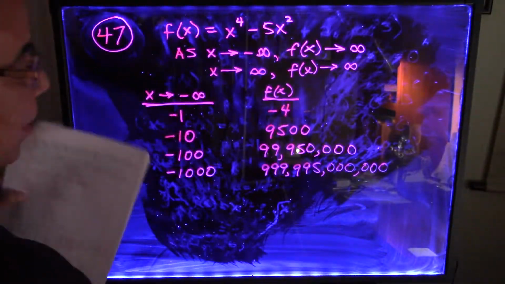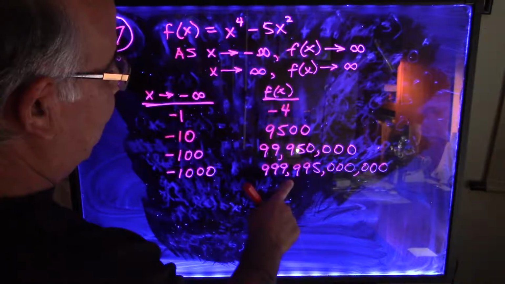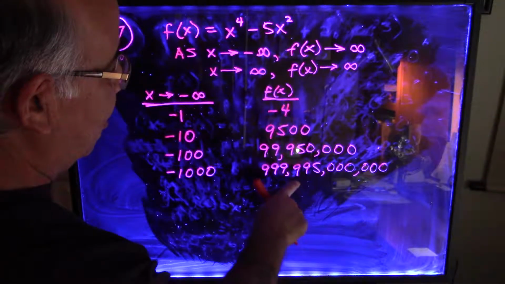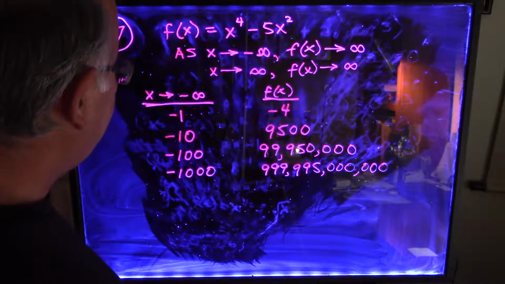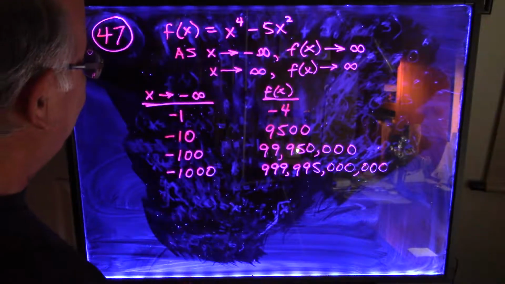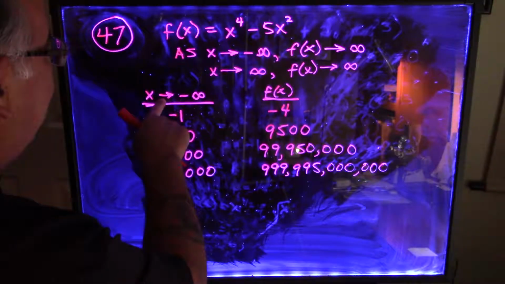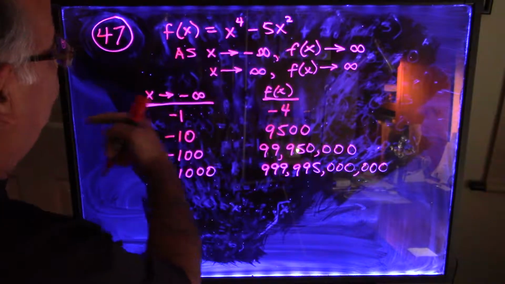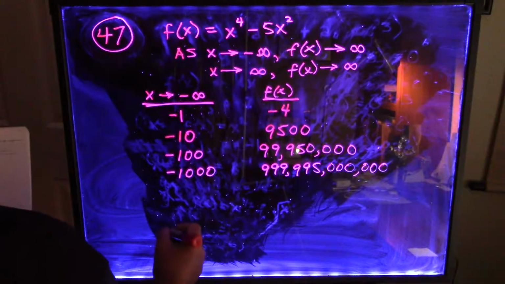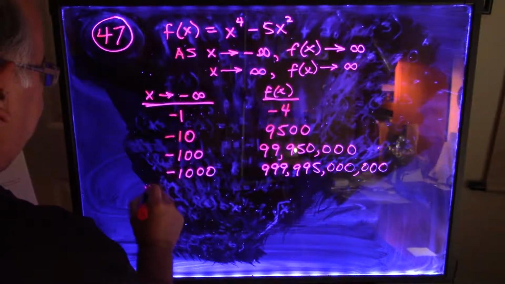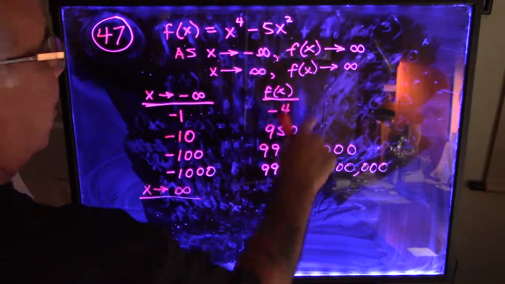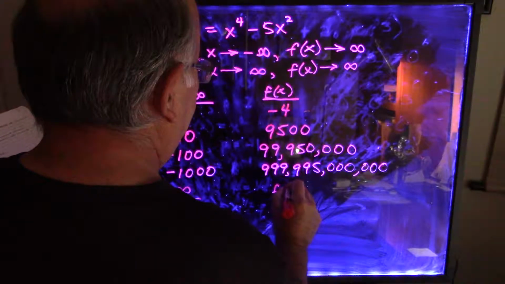You can keep doing this as long as you want. These are just going to be getting bigger and bigger. So this function is approaching positive infinity. The numbers you choose are up to you. You just want to make sure that x is getting further and further to the left on the number line. Alright? So how about if x approaches positive infinity? We're expecting to see f of x again approaching positive infinity.